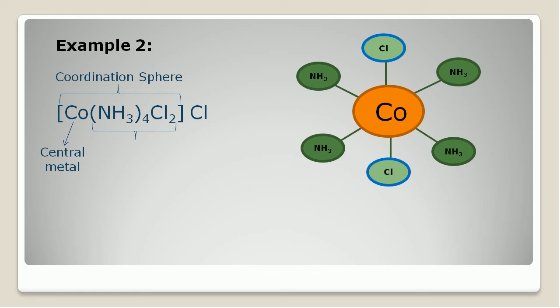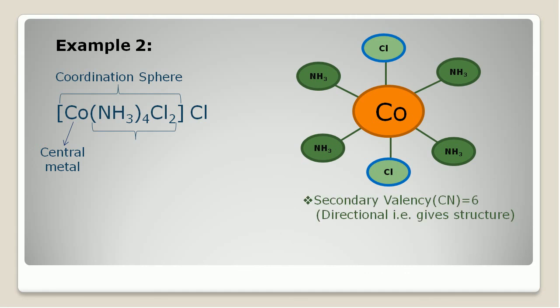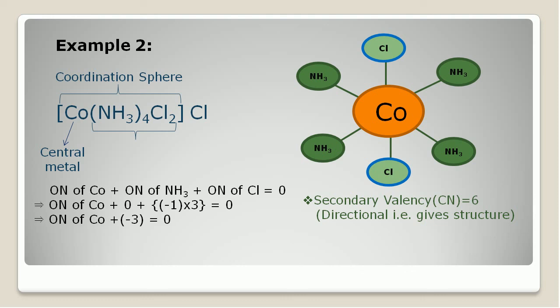Now let us find out the oxidation number or the primary valency. According to the rules, the oxidation number of cobalt plus the oxidation number of the ammonia molecules plus the oxidation number of all the chlorine atoms will be equal to 0. And by mathematical calculation, we get the oxidation number or primary valency of cobalt as +3. Again, in the structure, we can show this by dotted lines. Here we can see that 1 chlorine atom is bonded only with a dotted line.